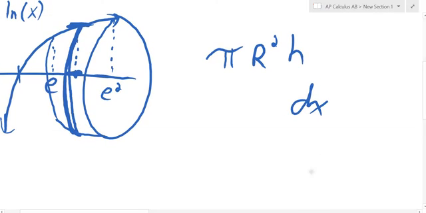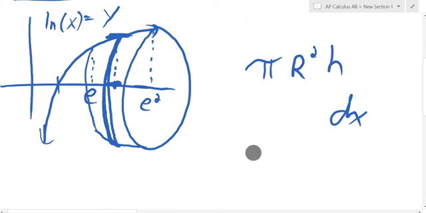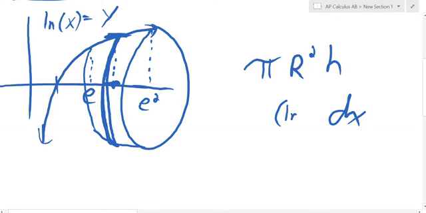But you don't put in y there. The fact that we're doing dx means we have to have it in terms of x, but we know that y equals ln of x. So r squared becomes ln of x squared. And you put a pi, and we're integrating from e to e squared. That's going to find the volume of that shape.